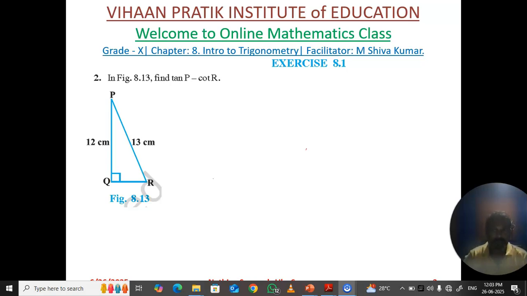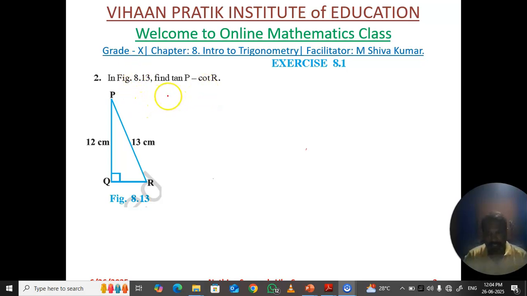Now this is the second problem. A figure is given, the same right angle triangle, right angled at Q, and sides are given. The side PQ equals 12 centimeters, side PR equals 13 centimeters. In this problem we need to find tan P and cot R. So these are two other trigonometric ratios. Let's start solving this.